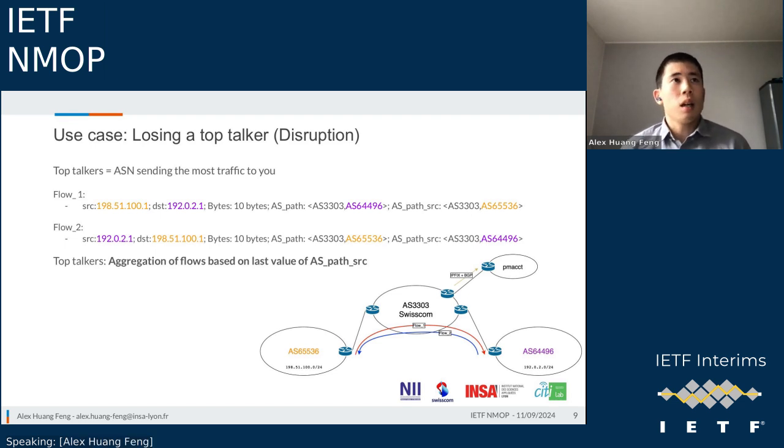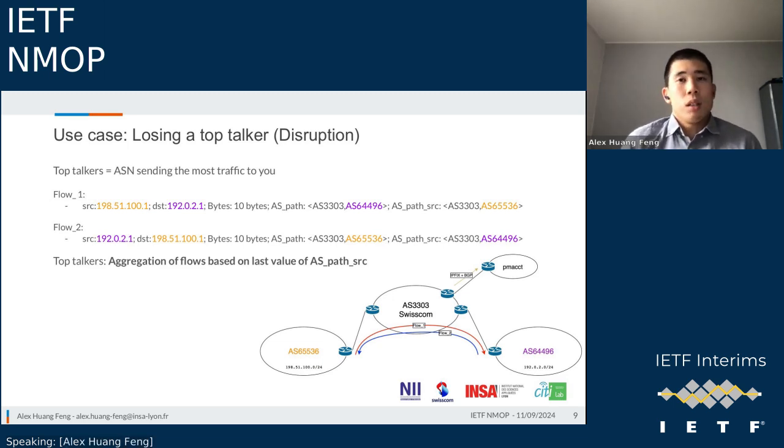I will now present two use cases just to get our hands a bit dirty. So in this case, what we want to detect is that we have lost a top talker. A top talker is an AS that sends most of the traffic to you. And from our collector, what we receive is different flows from IPFIX that are correlated to the AS path. So we have the AS path that is correlated to the destination IP address, but also the AS path that is correlated to the source IP address.